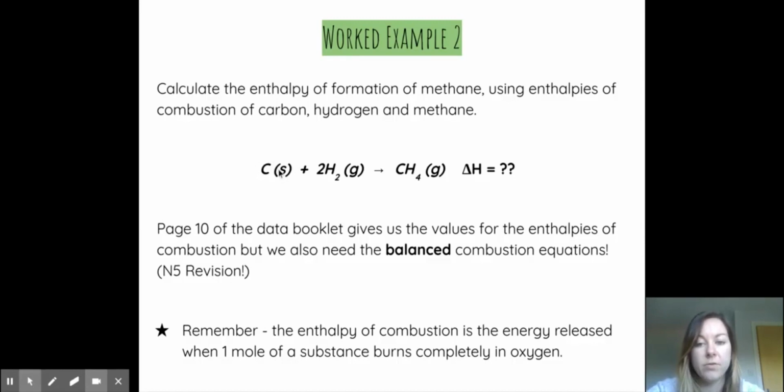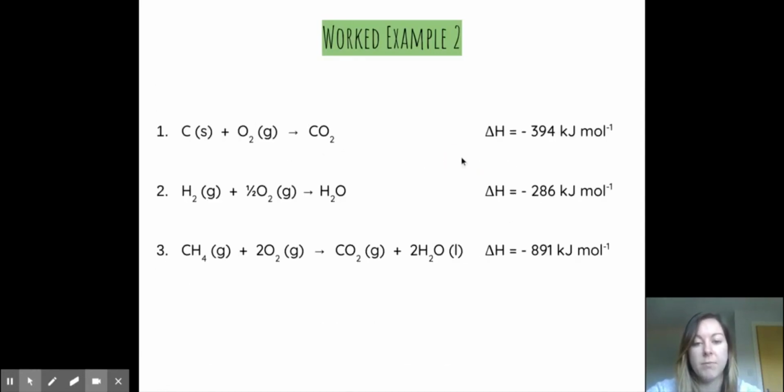If you have carbon reacting with oxygen, you're going to get carbon dioxide produced. If you have hydrogen reacting with oxygen, you're going to get water produced. And if you have methane, then you're going to get, as a hydrocarbon, CO2 and H2O. All of that should be pretty familiar from Nat 5. Again, like I said, if it's not and you need more practice, then you need to see your teacher as soon as possible. So these are the equations as written.